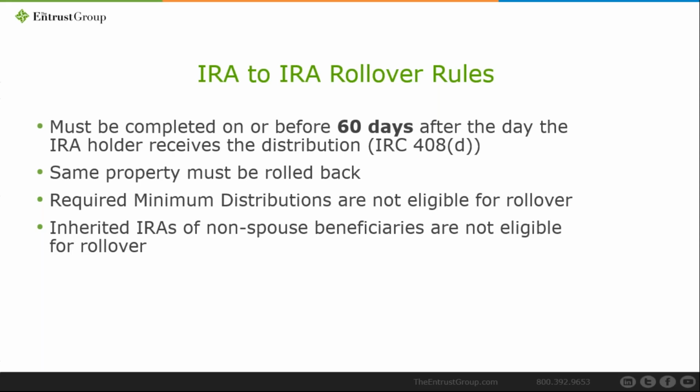The same property must be rolled back as well. If it's an IRA to IRA rollover, in other words, if we distribute a property, again, the taxpayer who has the property now cannot sell the property and roll back in cash.